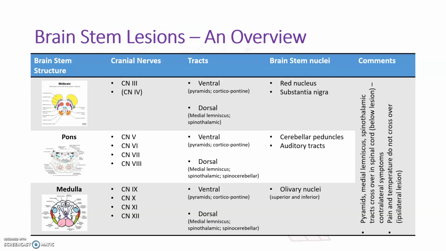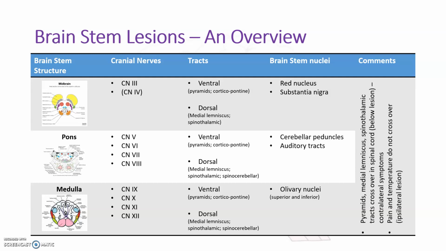substantia nigra. You'll remember the substantia nigra is very important in fine motor control and is affected in patients with Parkinson's disease. The pons carries the nuclei of cranial nerves 5, 6, 7, and 8. Ventrally, the pyramidal and corticopontine tracts pass, while dorsally we have the medial lemniscus, the spinothalamic tract, and the spinocerebellar tract. Bearing in mind that the peduncles of the cerebellum arise from the pons. The auditory tracts also lie in the pons.